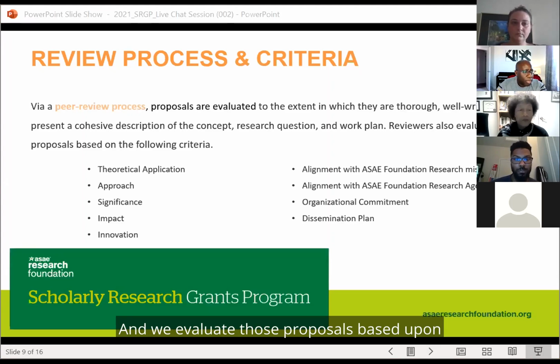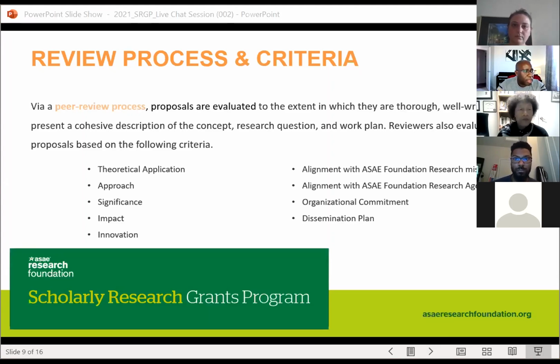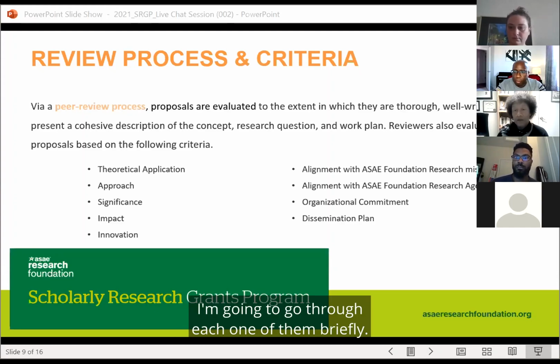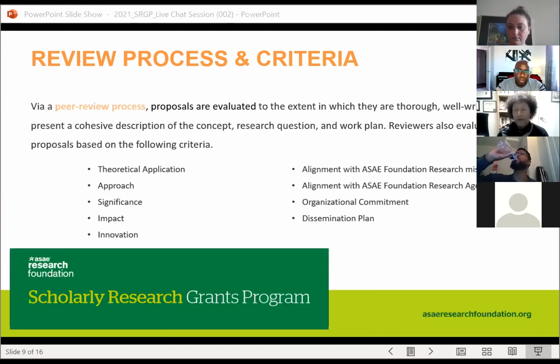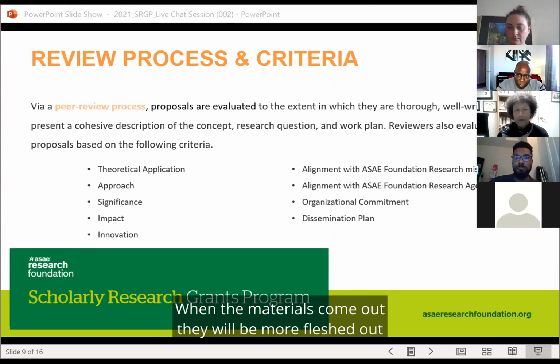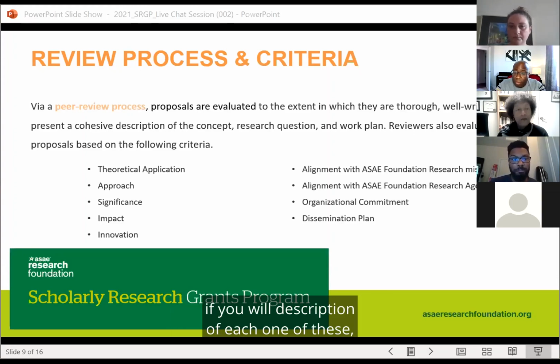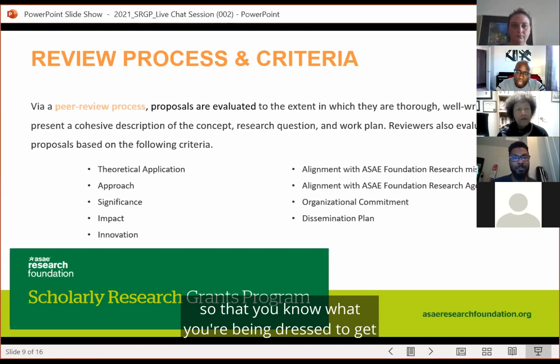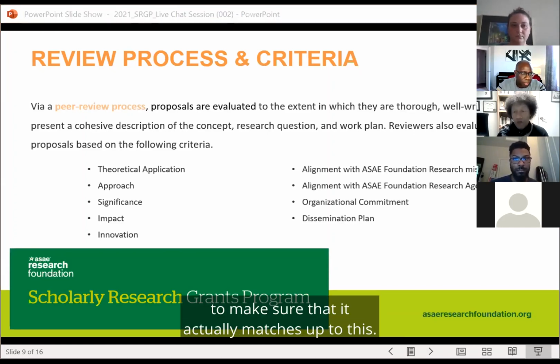And we evaluate those proposals based upon these particular criteria here. I'm going to go through each one of them briefly. When the materials come out, there will be a more fleshed out description of each one of these, so that you know what you're being judged against, and you can look at your proposal to make sure that it actually matches up to these.